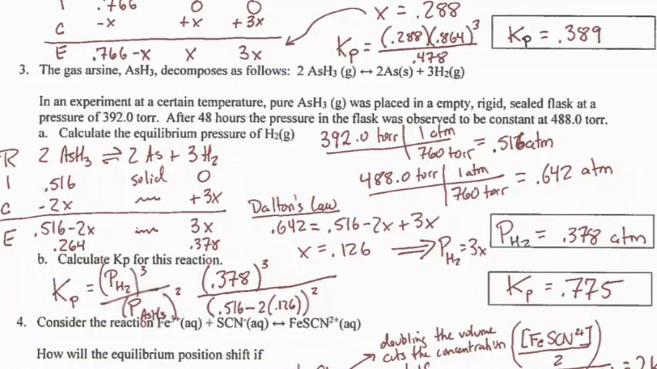It's a solid. In the experiment at a certain temperature, pure AsH3 is placed in an empty, rigid container. It's empty, so that's the only thing in there. They're about to tell us the initial values at a pressure of 392 torr. After 48 hours in the flask, it was observed to be 488 torr. Calculate the equilibrium pressure.